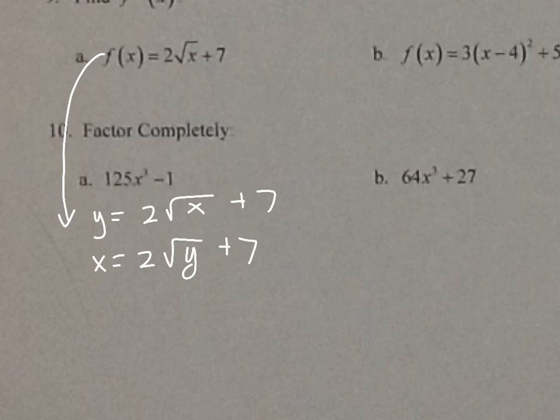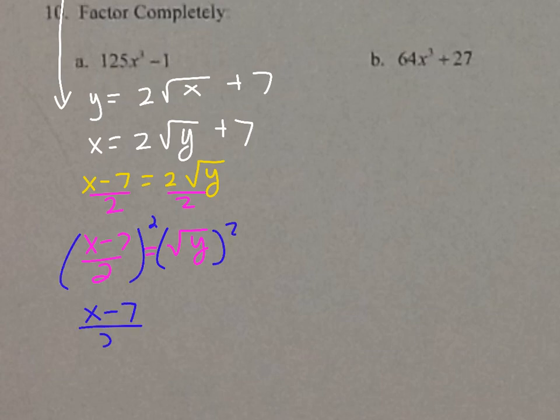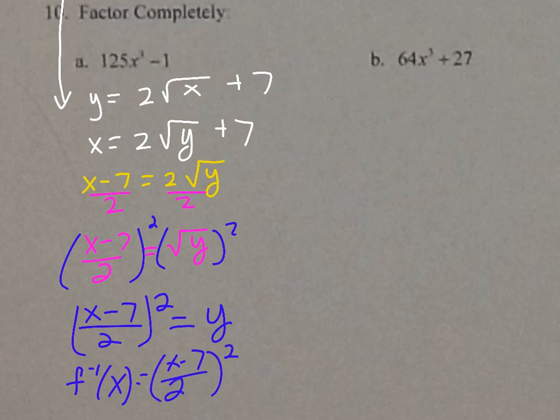So I'm going to minus 7 over. X minus 7 equals 2 the square root of Y. Now, you can't square both sides yet because of this 2 in front, so divide by 2. So then we get X minus 7 over 2 equals the square root of Y. Now you can square both sides. And you can leave the left side as that fraction squared. So equals Y, and then you use the inverse notation. So it's the inverse of f of X equals X minus 7 over 2, the whole thing squared.